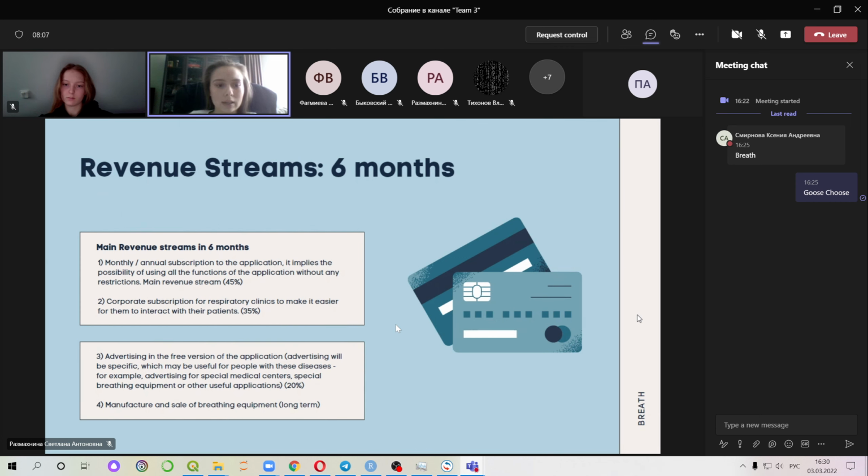The first one is monthly or annual subscription to the application. It implies the possibility of using all the functions of the application without any restrictions, and this is the main revenue stream, and it consists of about 45% of all revenue. And the second one is corporate subscription for respiratory clinics to make it easier for them to interact with their patients.